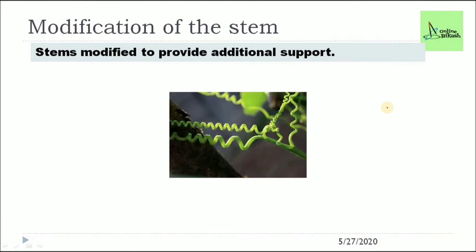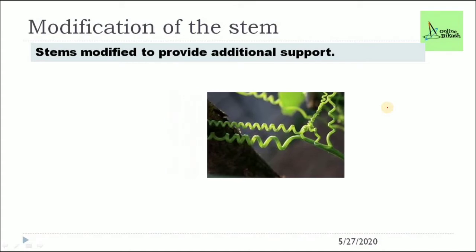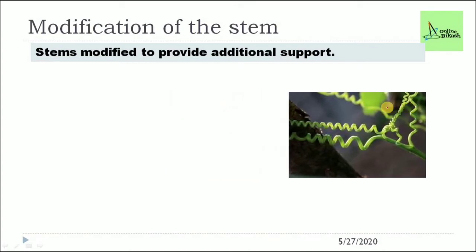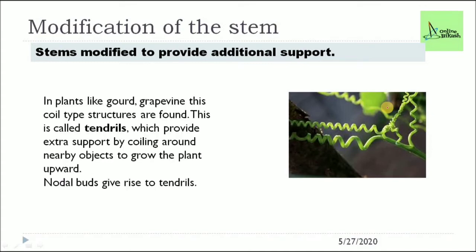Now, stems modified to provide additional support. One more thing, you can see this type of structure in a creeper, in plants like creepers or climbers. In plants like gourd and grapevine, this coil-type structure is found. We call it a tendril, and it provides extra support by coiling around nearby objects to grow the plant upward.